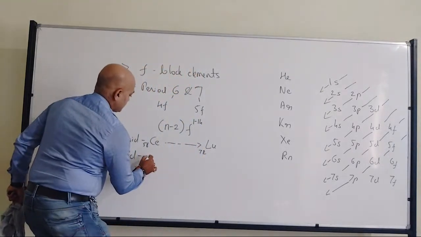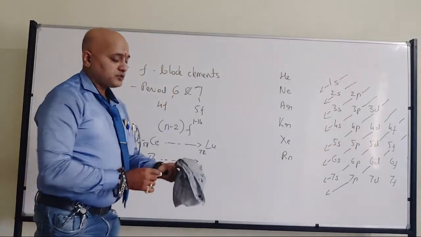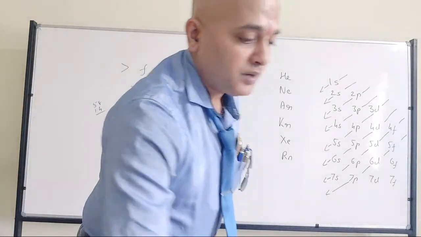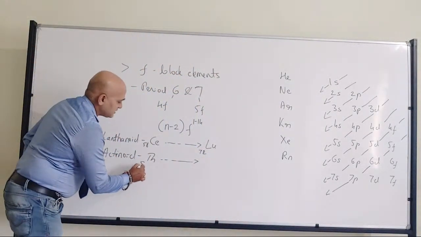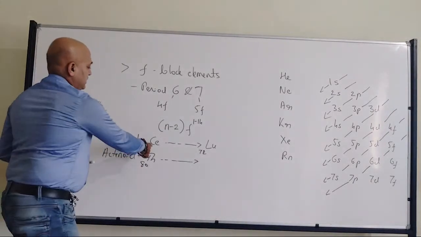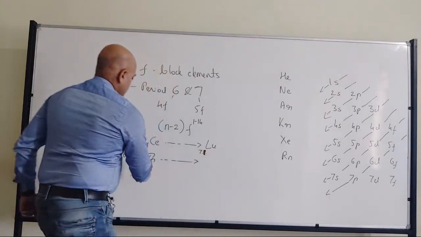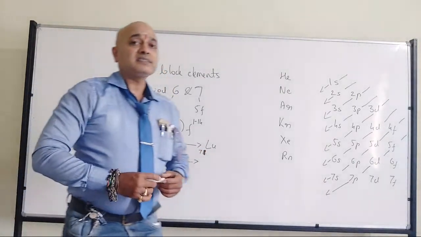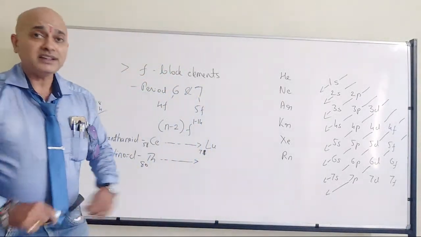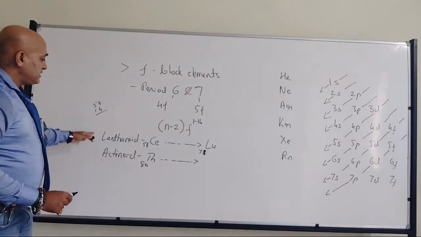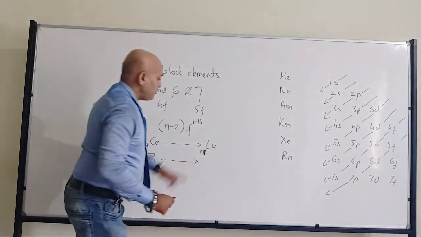So next one is from thorium. From thorium it will go to lawrencium. Fine. So if I consider this one as 90, then add 13 to this. Why 13? Because I have not included actinium and lanthanum. So 58 to 71.